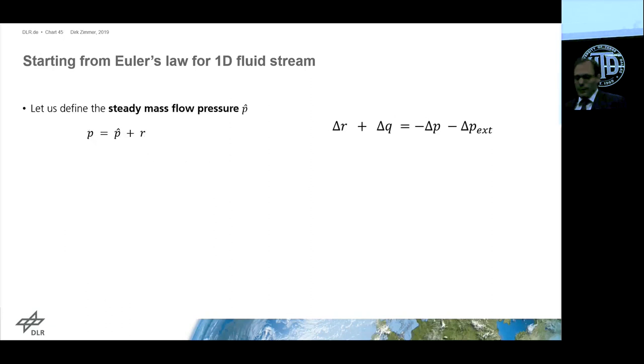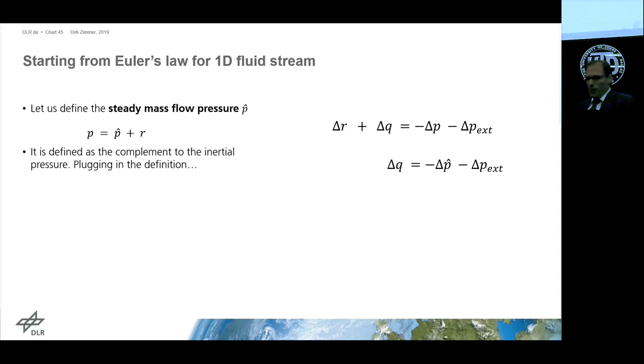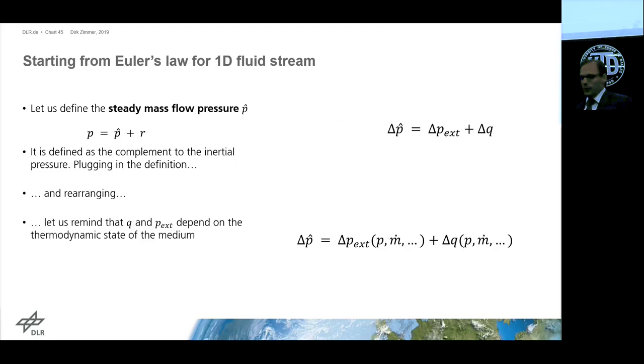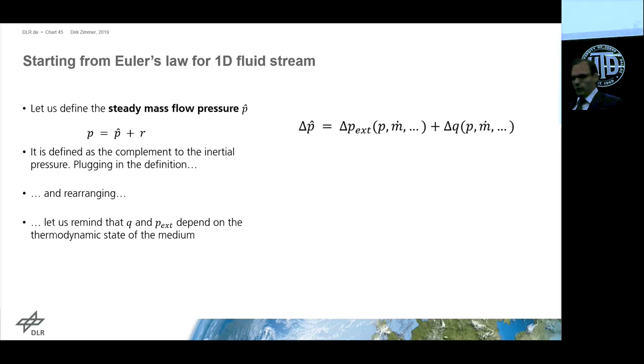Everything fine. Then I can now decompose the pressure and invent the steady mass flow pressure as a complement. The steady mass flow pressure plus R is pressure. That's simply defined by the complement. If I plug this in now, then I get basically this formula that the steady mass flow pressure is the external pressure gradient plus Q. And both of them I can express as functions, for instance, of mass flow, density, etc., of the thermodynamic state.